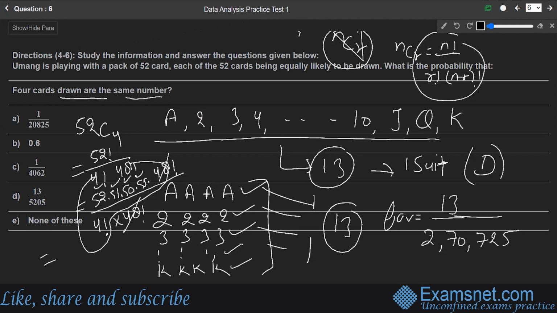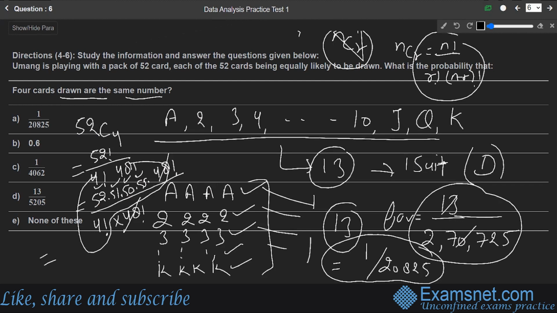So this should be the ultimate probability, 13 divided by 2,70,725. If we simplify this number, this 13 can cancel the denominator completely, and we are left with 1 divided by 20,825. So this is the required probability. And let's see, it is available in option A, which becomes the right answer.